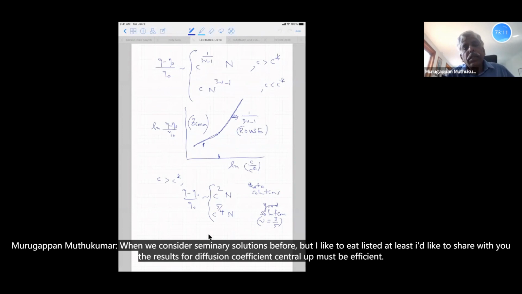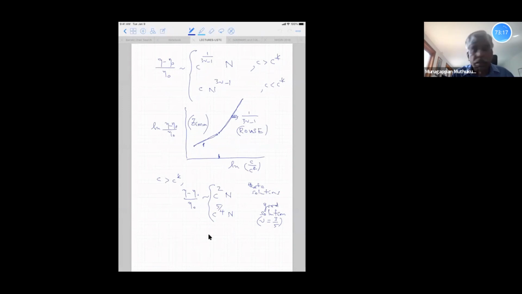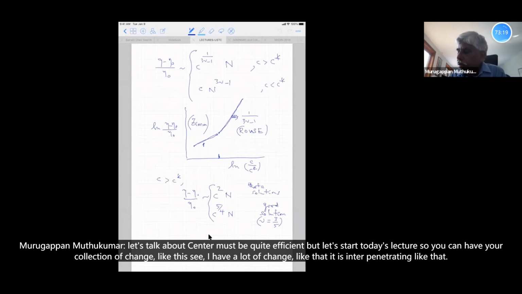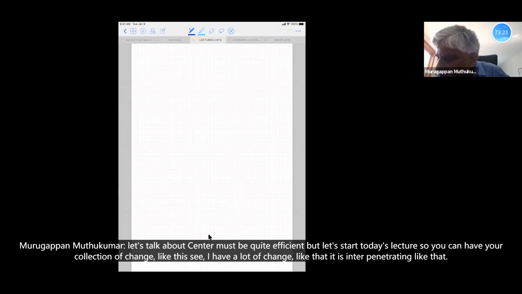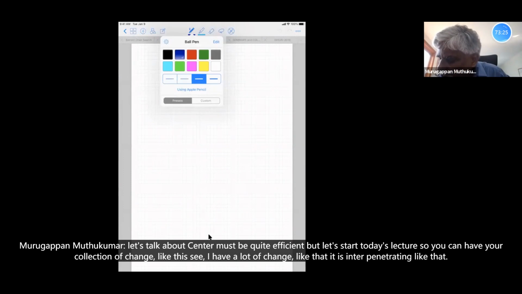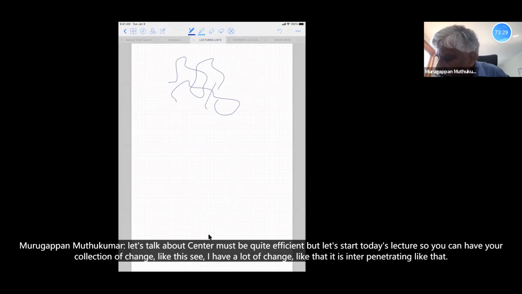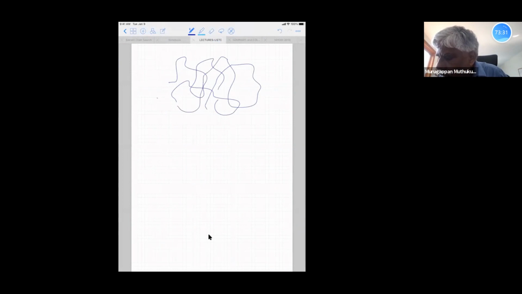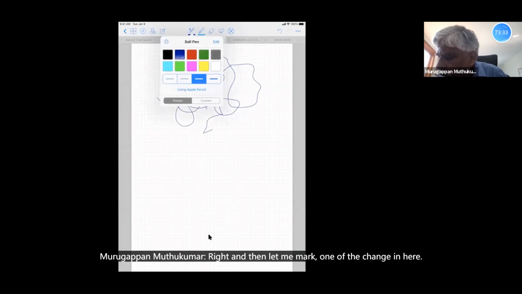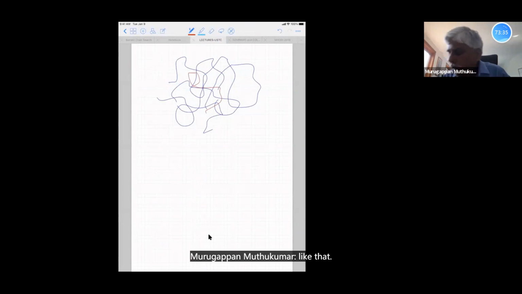But I like to illustrate, at least share with you, the results for the center of mass diffusion coefficient. Let's talk about the center of mass diffusion coefficient for the rest of today's lecture. If I have a collection of chains like this, interpenetrating like that, let me mark one of the chains in here.